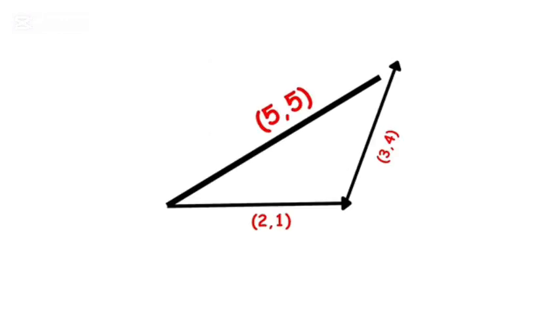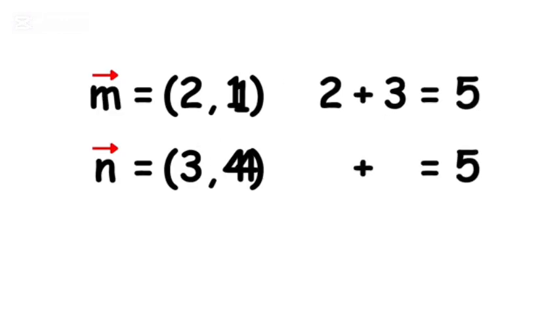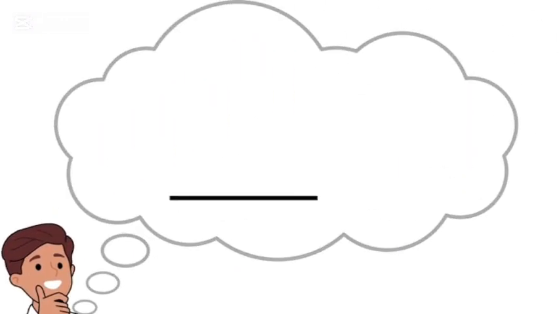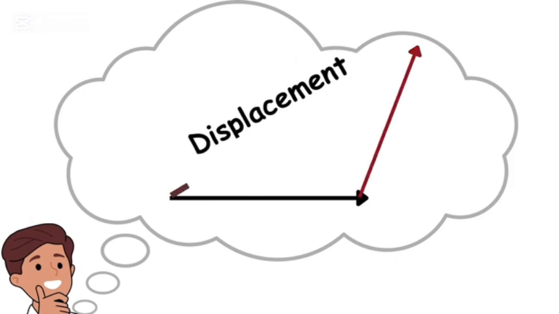Geometrically, we see that this lands us at the point (5, 5). Algebraically, 2 plus 3 is 5, and 1 plus 4 is 5. So we land at (5, 5) once again. If you prefer, you can imagine adding two vectors as traveling along the first one, then along the second. The total displacement resulting from the journey is the sum.